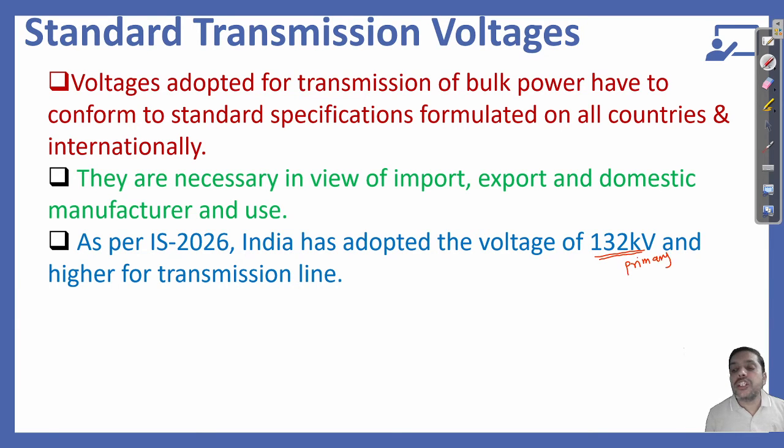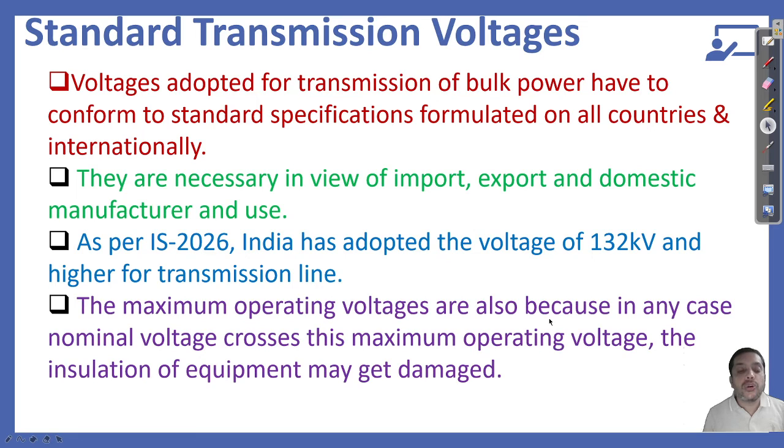The voltages above 132 kV are known as HV voltages, and above 345 kV it is known as extra high voltage. So the voltage categories are HV, EHV, and nowadays we are using UHV transmission lines for transmitting a high amount of power from the generating station to the load center.